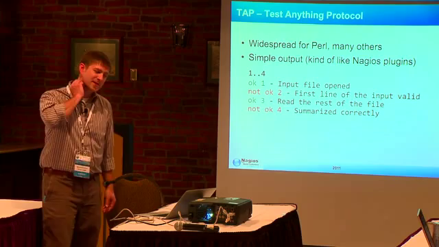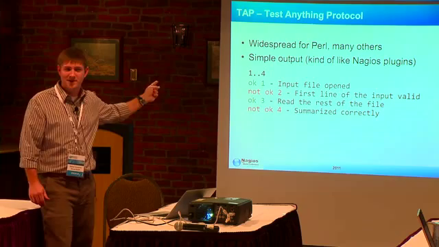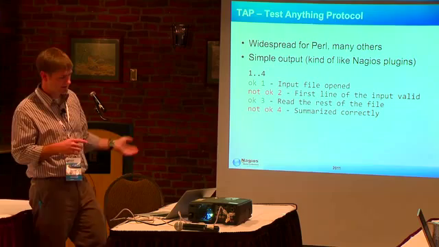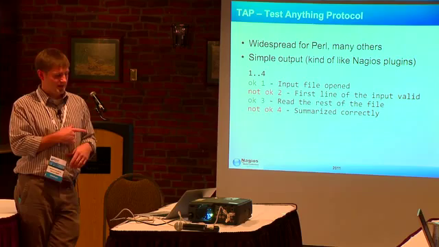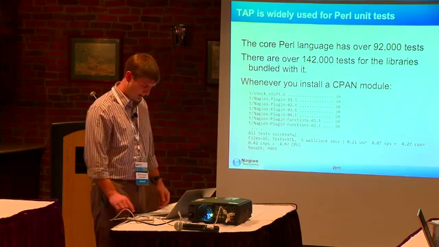The Test Anything Protocol has a very simple output format, actually similar in a way, especially in its simplicity, to the Nagios plugins. It starts or ends with the counter of the number of tests it expects to run. So 1..4 means it's going to run 4 tests. And then it has either ok or not ok, and then a description of what happened. So this one was 50% successful, which is usually not acceptable.